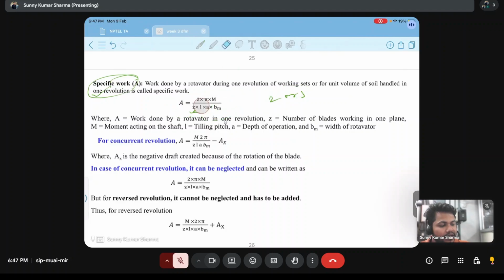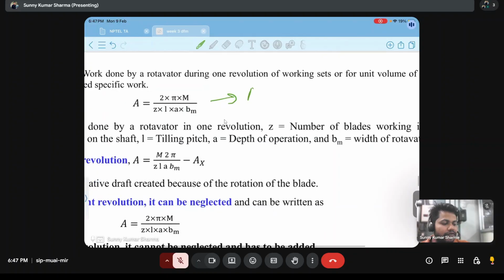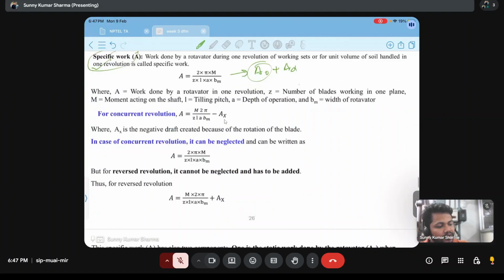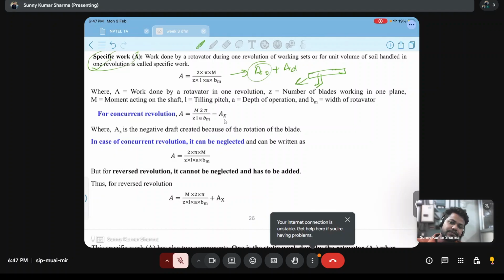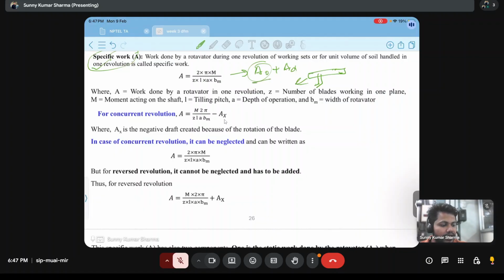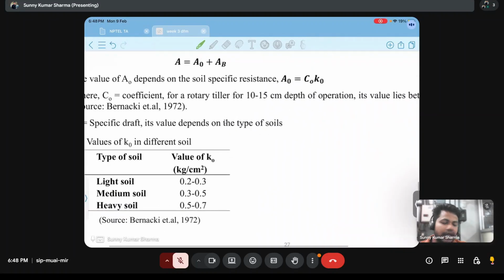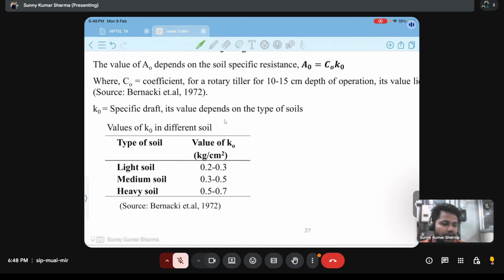Now, this specific work is again a sum of two terms, static work and dynamic work, denoted as A naught plus A t, where A naught is the static work. Static work is the work when we have the rotavator there, its blades are just moving, and we consider how much work is done when the soil is not being thrown. So that is the static work, and it is denoted as C naught into K naught. C naught and K naught values will be given when any problem comes.